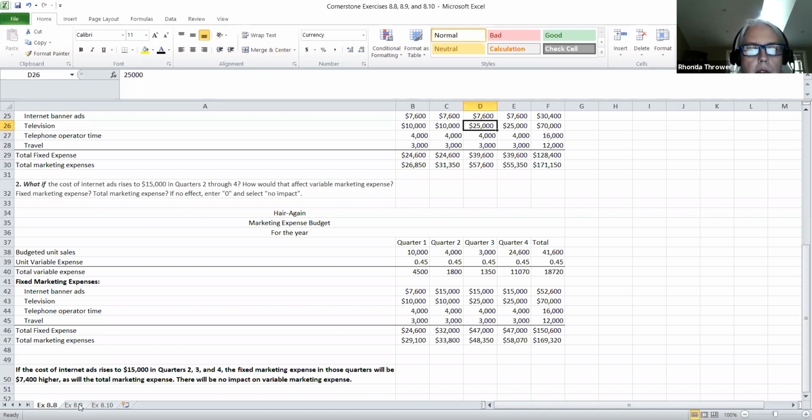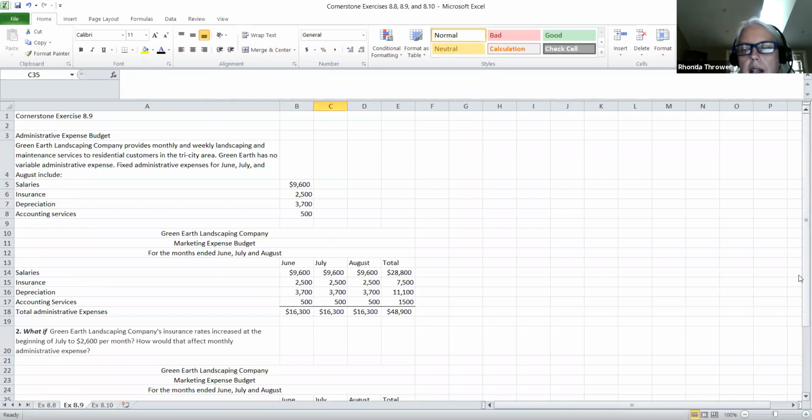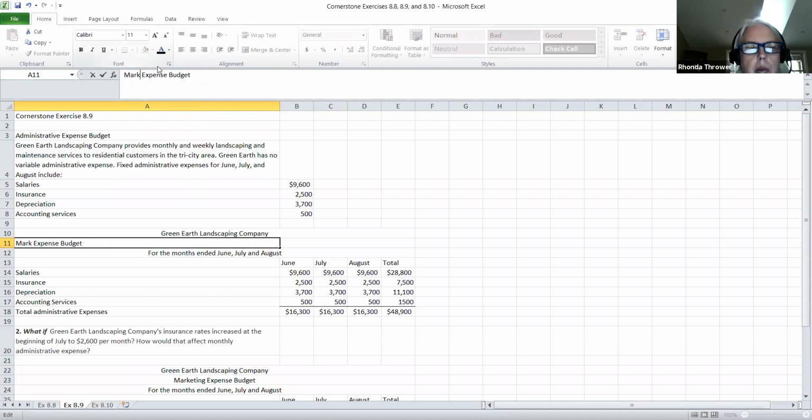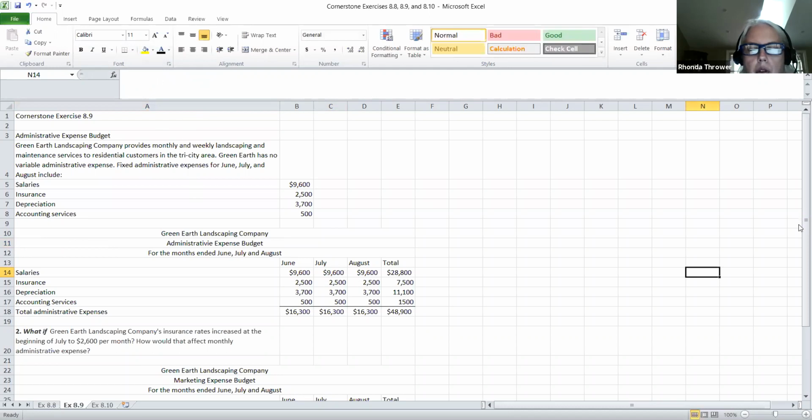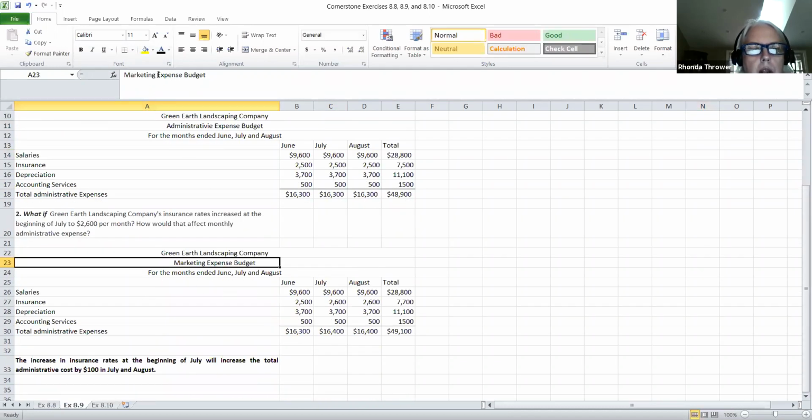So let's look at exercise 8.9. Exercise 8.9 is also doing a budget. Actually, it's an administrative expenses budget. I'm sorry. I've got it down as marketing. And this should say administrative expense. It's an administrative expense budget. It's going to be done very similar to your marketing budget. That's probably why I had marketing on the brain here. So let me change this for you.